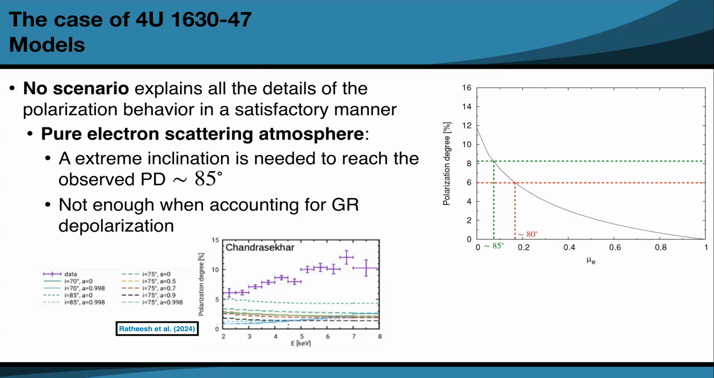we need the source to have a really large inclination, which is something that is not expected given the lack of eclipses in the source. Moreover, even if we assume such a large inclination, the polarization degree predicted by this model is not enough when we take into account the depolarization due to general relativity. In fact, we are way too low to explain the observed polarization degree in this case.